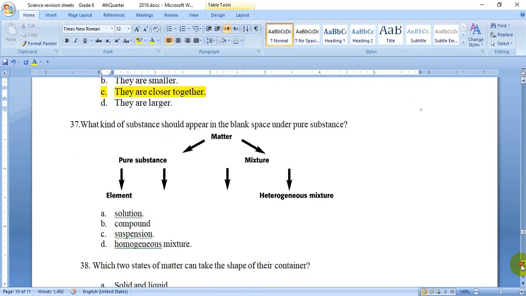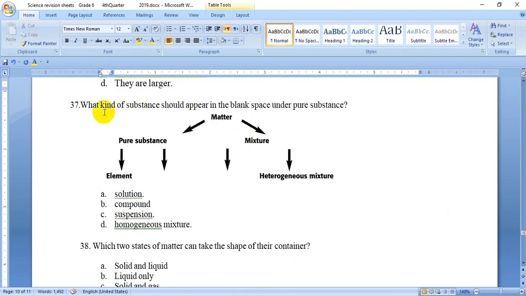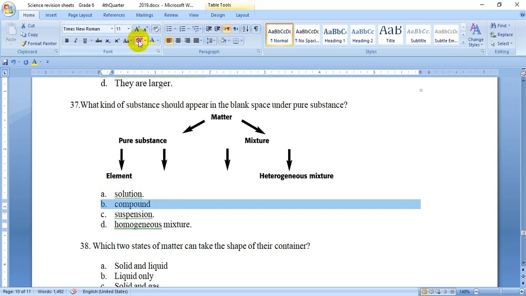Question 37. What kind of substance should appear in the blank here under pure substance? As we said, matter is of two types, pure substance and mixture. Pure substances are like elements and what else? Yes, compounds. So the answer would be letter B. But if I ask you what should be in this other part, as we said, mixtures are two types, heterogeneous and homogeneous. So this one should be homogeneous.